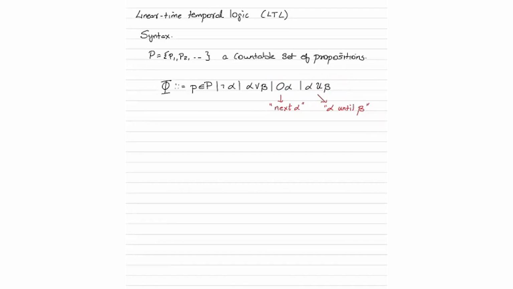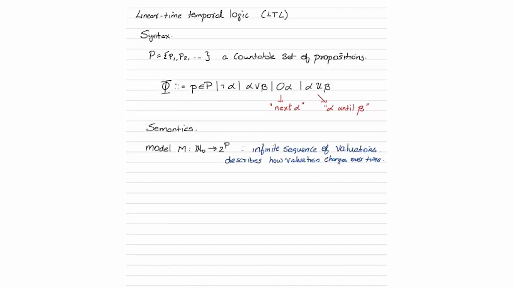Things might change. So an abstraction of this is to simply think of a model as a sequence of valuations. It is not one valuation, but a sequence of valuations. It's an infinite sequence because we are interested in reactive systems, which are systems that never terminate. So this part here is a valuation, which is what you had in propositional logic. And here you have a sequence of valuations, a map from the set of integers to valuations.